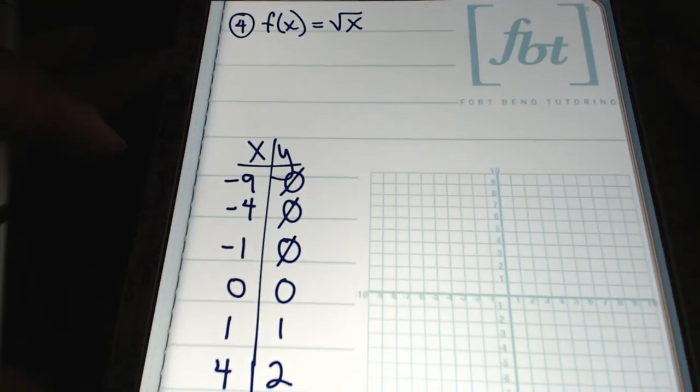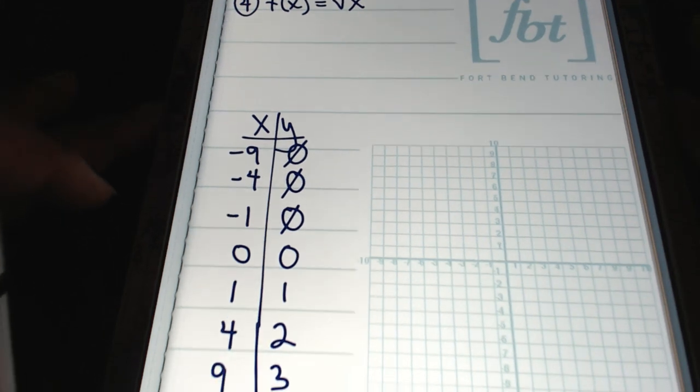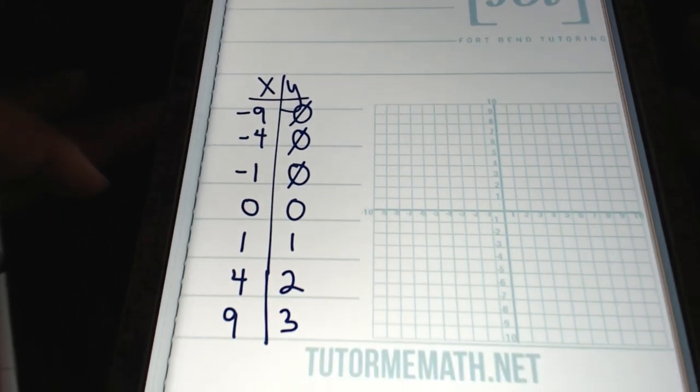Let's look at problem number 4, guys. Here we have f of x equals the square root of x. This is a square root function, guys. And you know what? Let's go ahead and cheat a little bit. Let's skip to the table first.